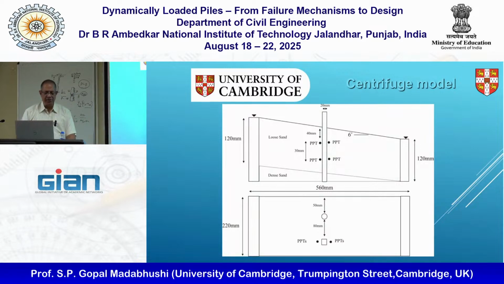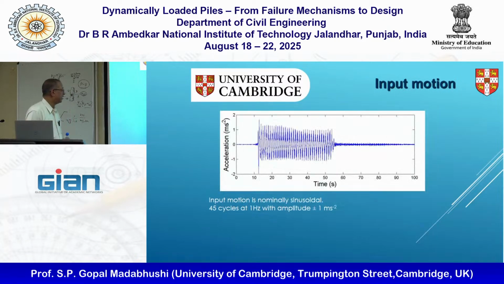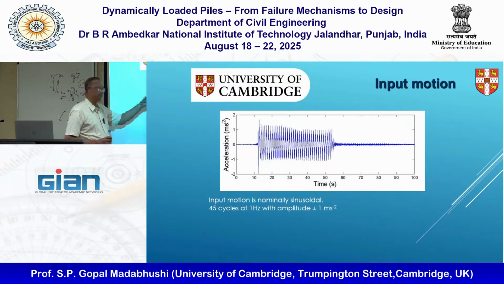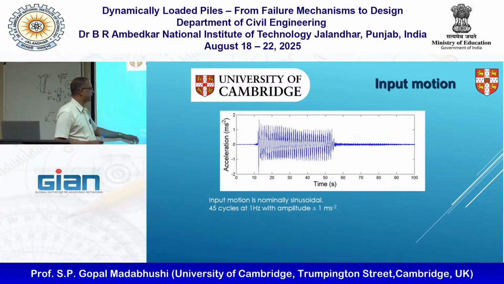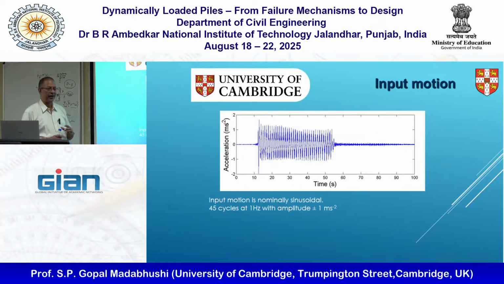So the input was sinusoidal. This is the old SAM actuator, and we applied quite a large number of cycles with about 1 meter per second squared, which will give you something like a 0.1 G earthquake, right? Yeah, 9.8 meters per second squared is 1 G, so this is about 0.1 G shaking, and 1 hertz at prototype scale.